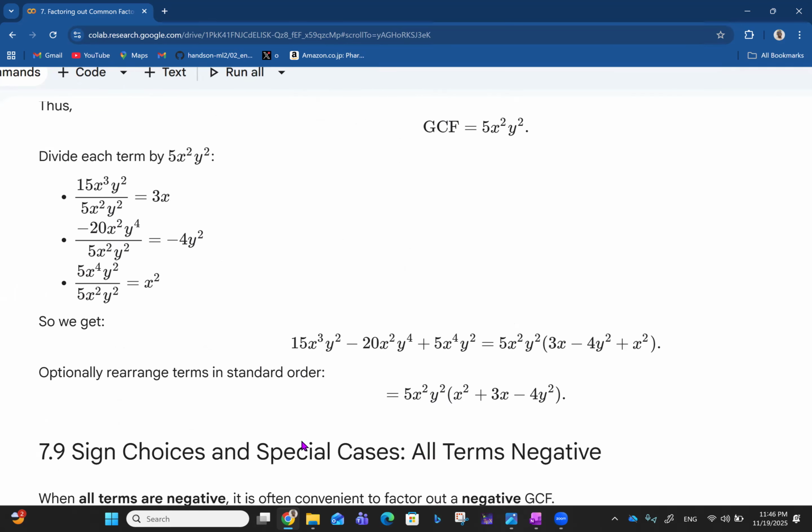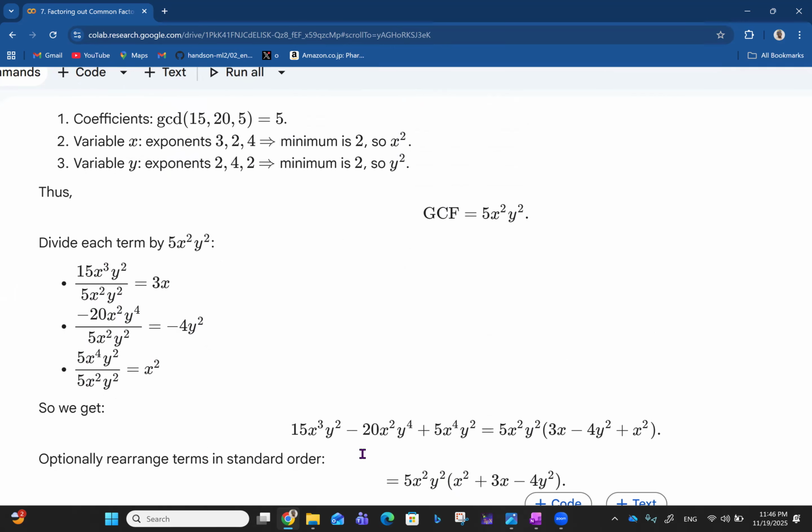So at the end of the day, we get that this expression is equal to 5x squared y squared into 3x minus 4y squared plus x squared. Optionally, we can rearrange terms in standard order. So you can then say 5x squared y squared times x squared plus 3x minus 4y squared. So you start with all the x's and then you move on like that.